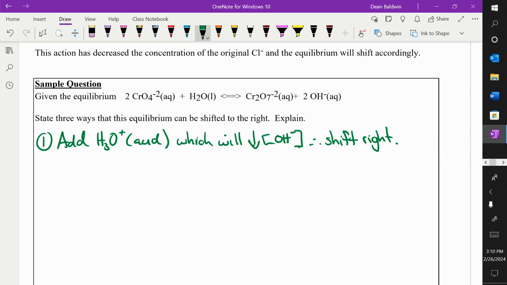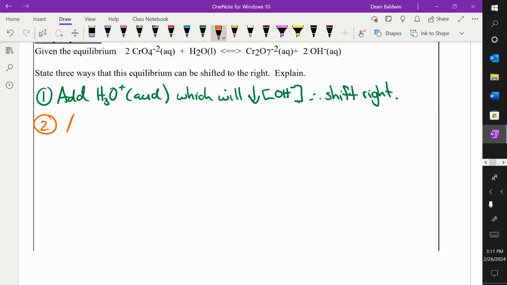What else can we do? Would increasing the pressure or decreasing the pressure have any effect on this system? No, because there's no gases. So that's off the table. What else can you do to shift it right? What's one of the easiest things you can do to push the equilibrium to the right? Yeah, add stuff over here. So add chromate, CrO4 negative 2. Equal, I'll just say shifts right.